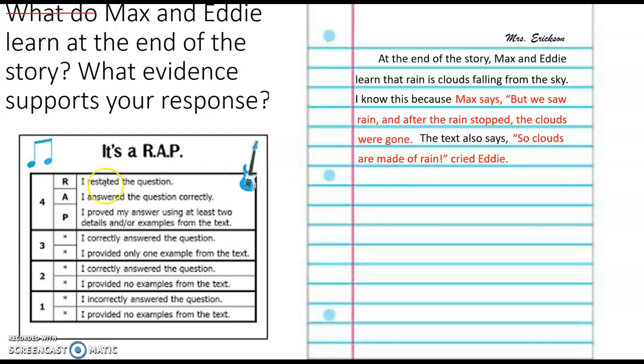So let's go back to my rubric. I restated the question. Yes, I did. I said at the end of the story, Max and Eddie learn. I answered the question correctly. I went back to the text so I know that it's right. They learn that rain is clouds falling from the sky. And then I proved my answer using at least 2 details and or examples from the text. I used 2 pieces of text evidence to show that my answer is correct. Now it's your turn to go practice.